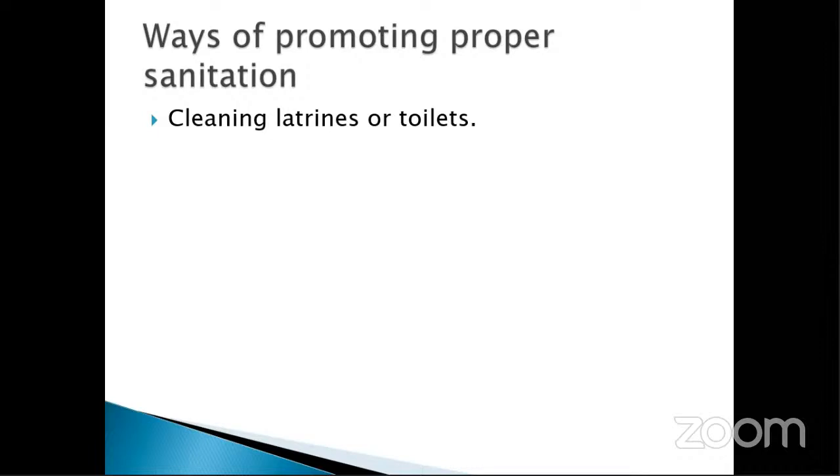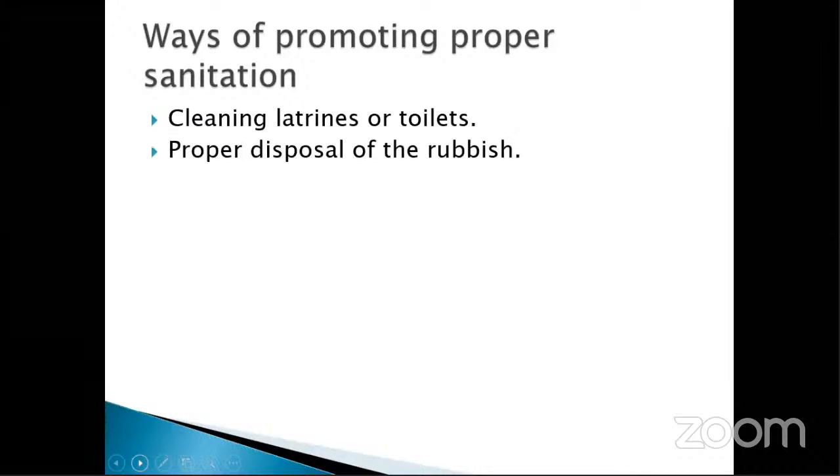The other one is, I want to share it, can read for us this point. Proper disposal of the rubbish. Good. Proper disposal of the rubbish. That is very correct. You don't just throw the rubbish anyhow. You have to take that rubbish to the rubbish pit. That's good. Let's hear from Nakacho.